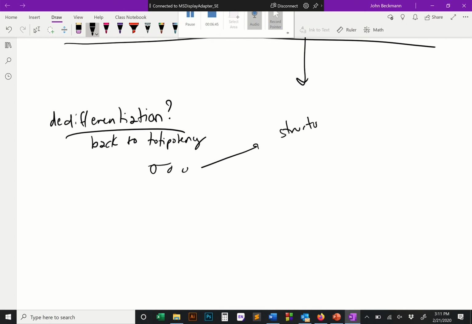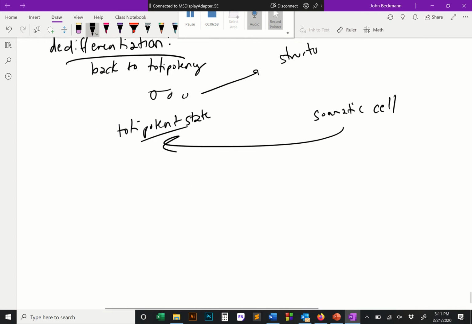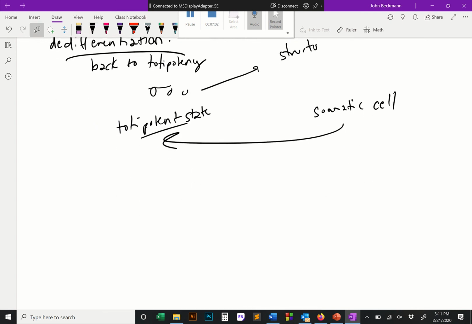So in plants, you can take a somatic cell and you can treat it with some chemicals and it will revert back to a totipotent state. Okay, so you see how valuable this would be? You could take like a leaf or a bud or a root, and you could treat that with some chemicals, and you could generate some cells that could then become a whole separate organism.